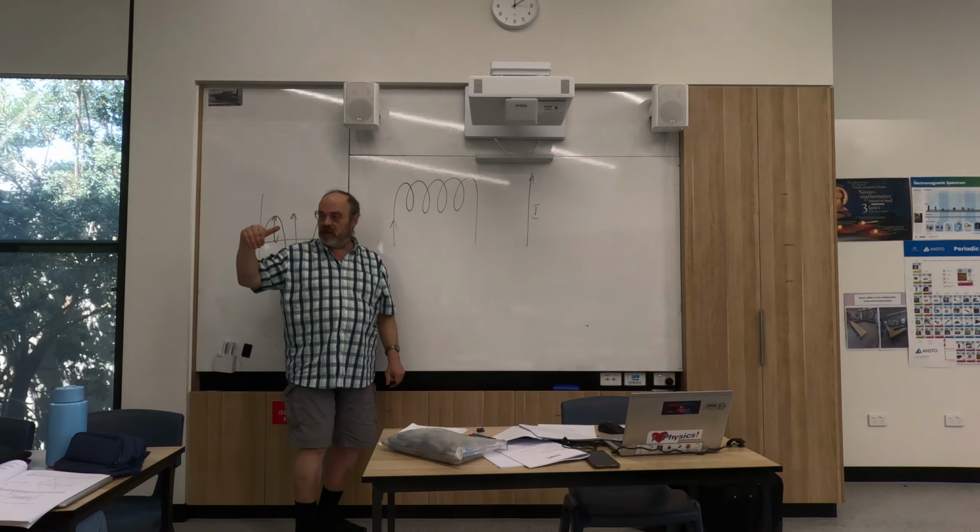Now we have current in the magnetic field, so we apply the right-hand slap rule. Four fingers show the magnetic field, the thumb is the direction of the current, so the force will be out of the page.